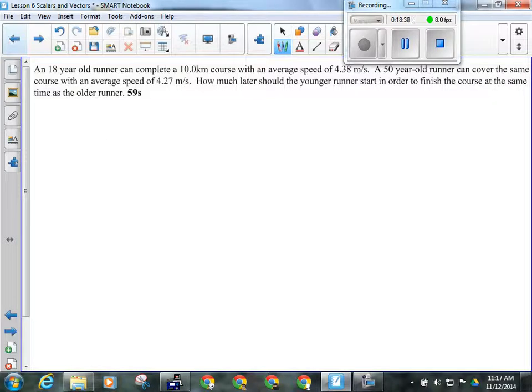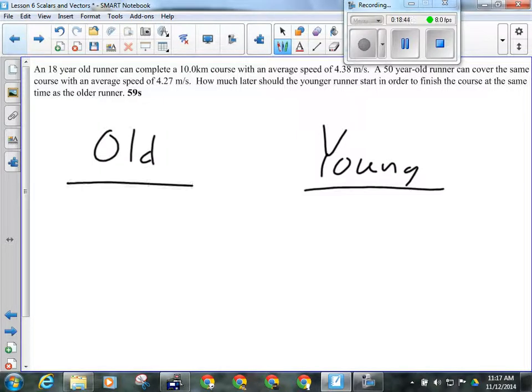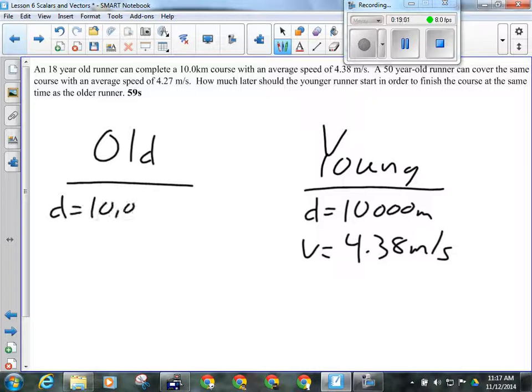Okay, so in this one here, I'm comparing the old guy and the young guy. The young guy can run 10,000 meters, because I have to turn it into meters. My speed was given in meters per second. He can run the 10 kilometers at 4.38 meters per second. The old guy runs the same distance, 10,000 meters, but he does it slower because he's old: 4.27 meters per second. And if I can still run 4.27 meters per second when I'm 50 years old, I'm pretty happy with myself.